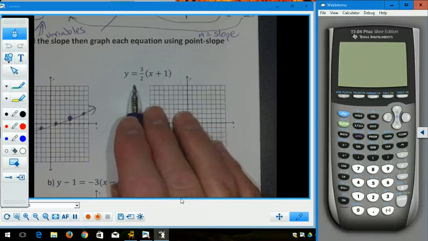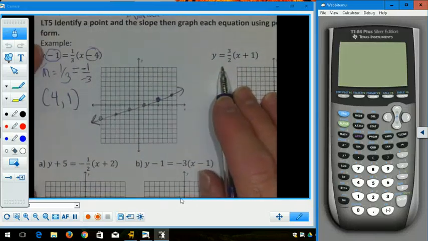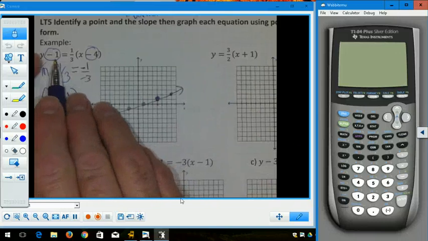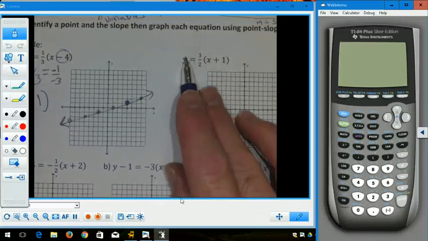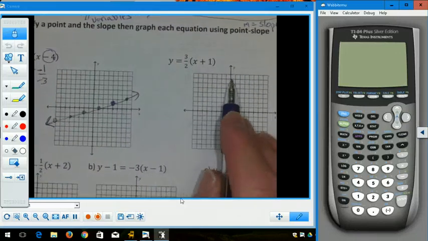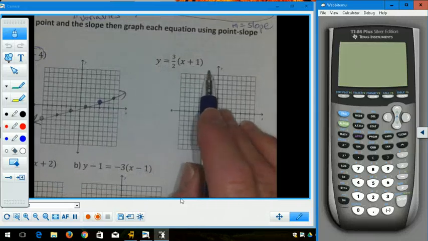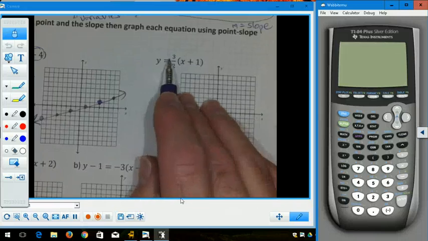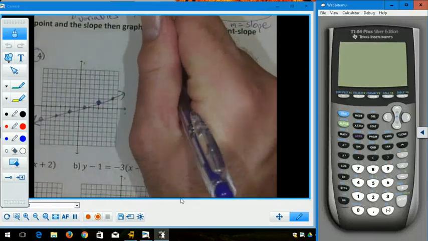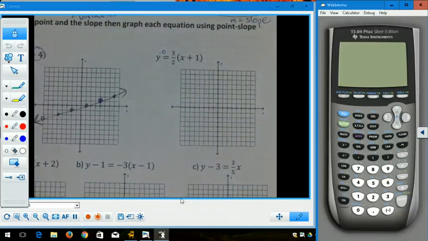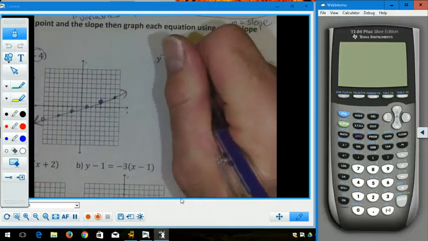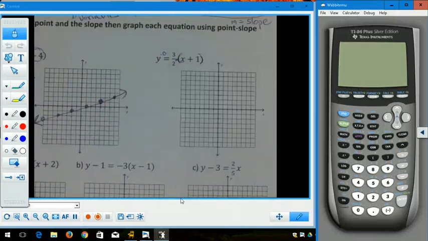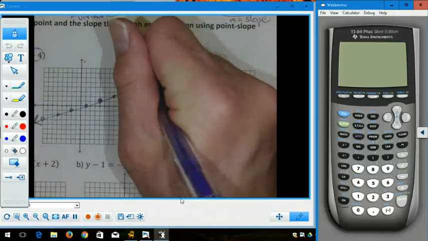Notice this looks a little different than the one we just did. Over here I had y minus 1. Here I don't have y plus or minus anything, and I check over here to see if maybe they moved it to the other side through addition or subtraction. They didn't. There's nothing here. So that's really like y minus 0. Our slope is the multiplier on the parentheses here, so that is 3/2.